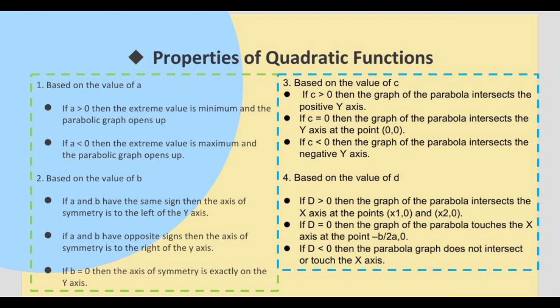4. Based on the value of D. First, if D bigger than 0, the graph of the parabola intersects the x-axis at the points (x1, 0) and (x2, 0). Second, if D equals 0, then the graph of the parabola touches the x-axis at the point (-b/2a, 0). Third, if D smaller than 0, then the parabola graph does not intersect or touch the x-axis.